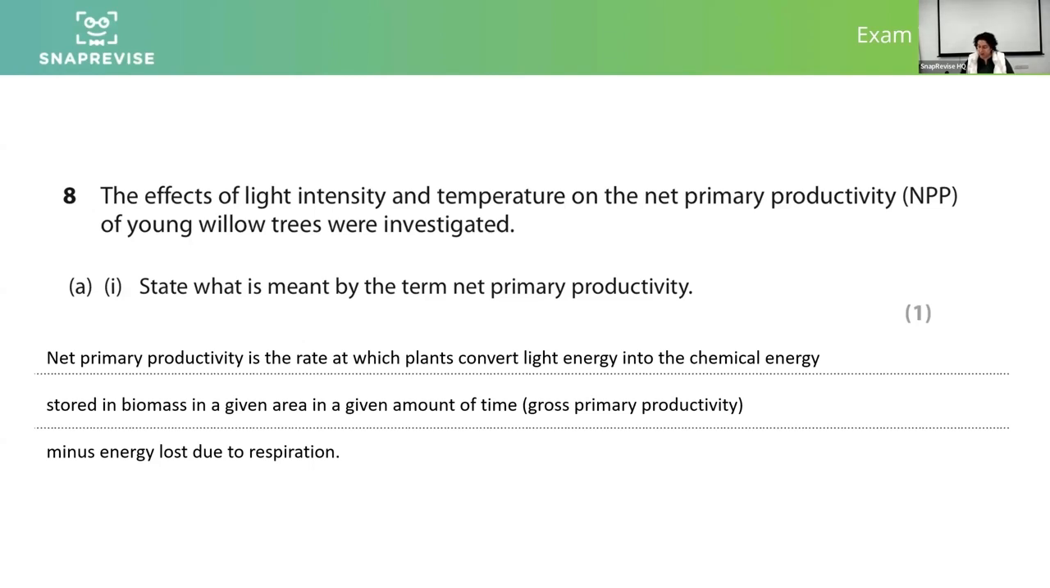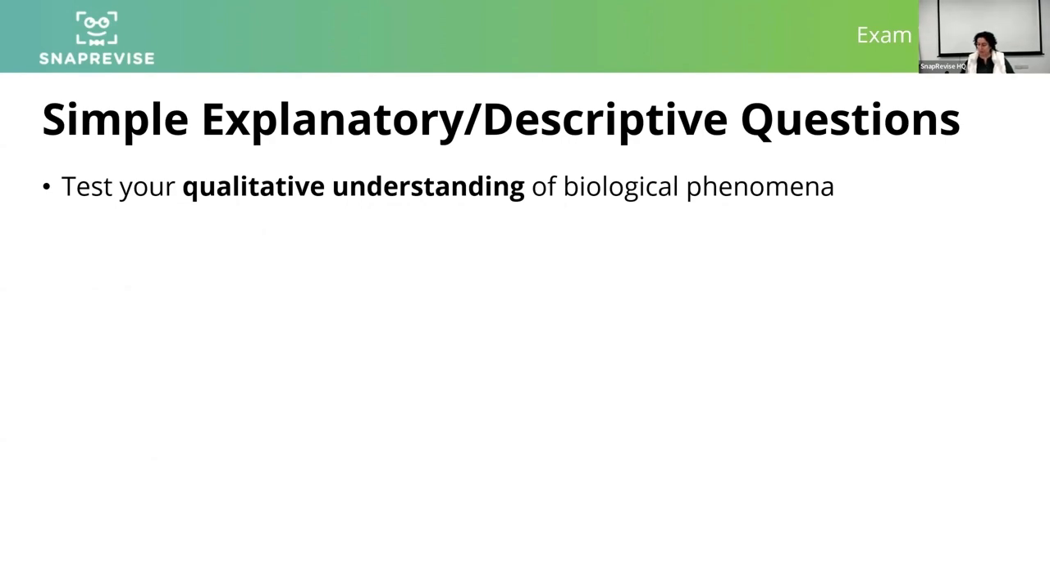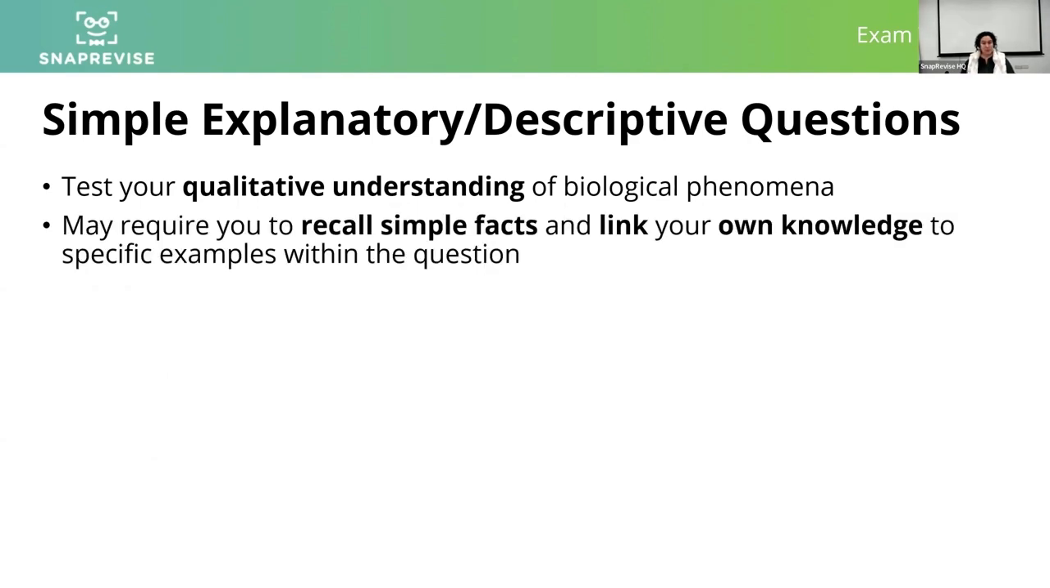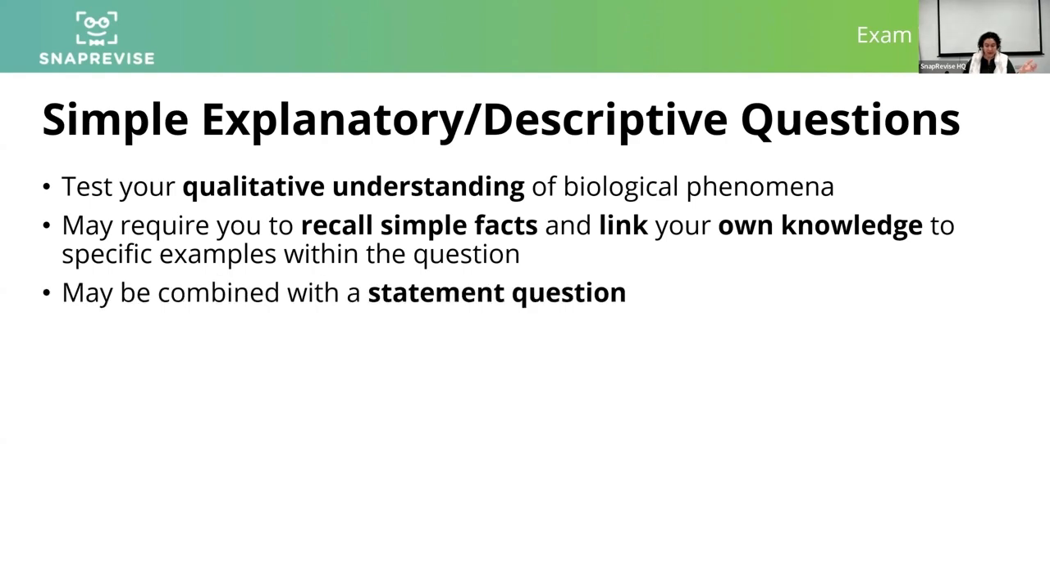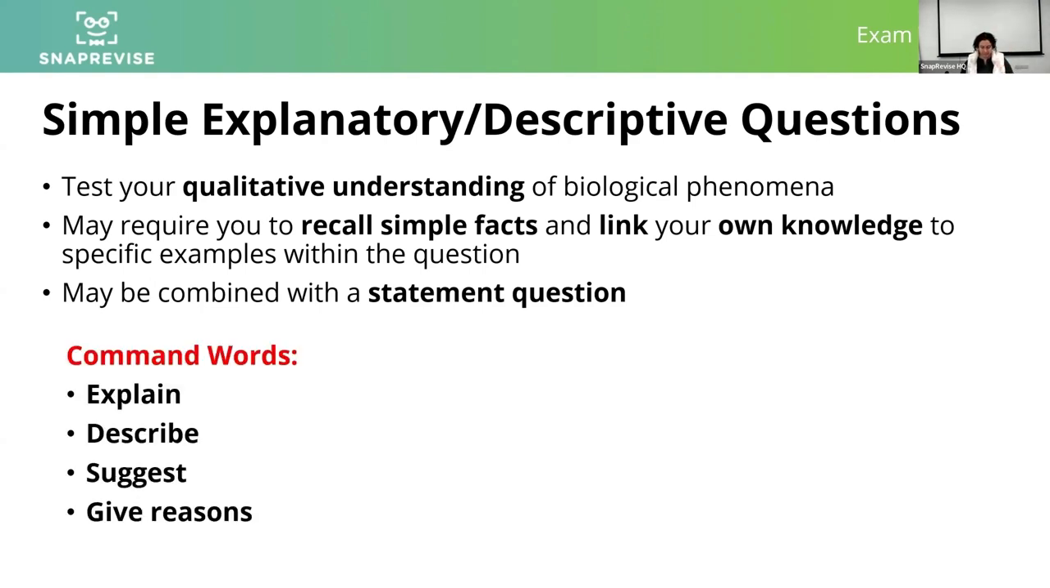Okay, let's go into the simple explanatory or descriptive questions, which test your qualitative, as opposed to quantitative, understanding of biological phenomena, so the biological phenomena that you've been taught in your spec. You have to be able to recall some simple facts, but you also have to be able to link them to your own knowledge and understanding, and also to be able to recall examples to qualify whatever it is that you're explaining. They can be combined with a statement question, sometimes in separate sub-questions. And the types of command words that you'll find in those questions are explain, describe, suggest, give reasons.